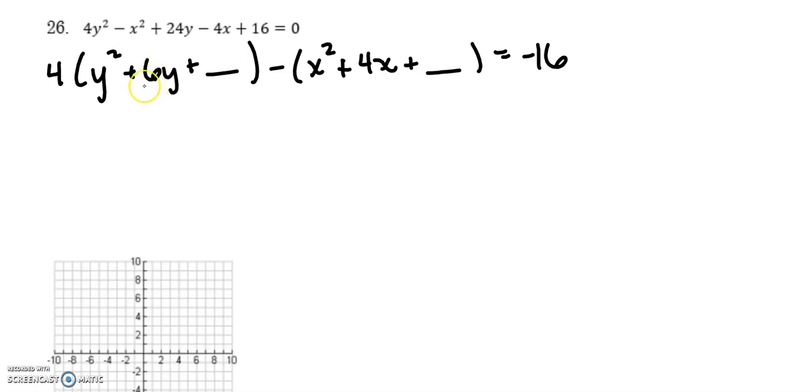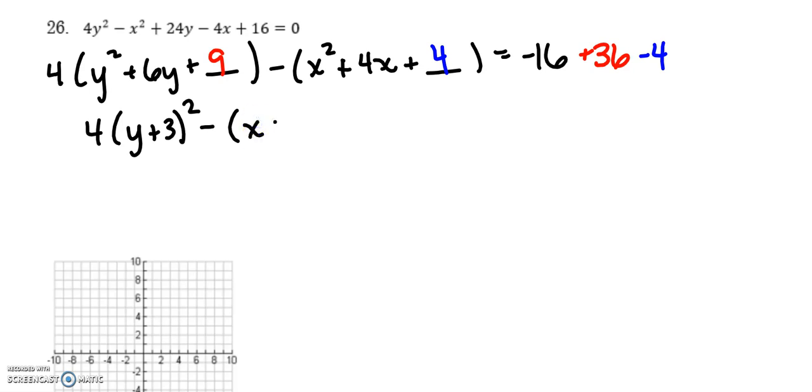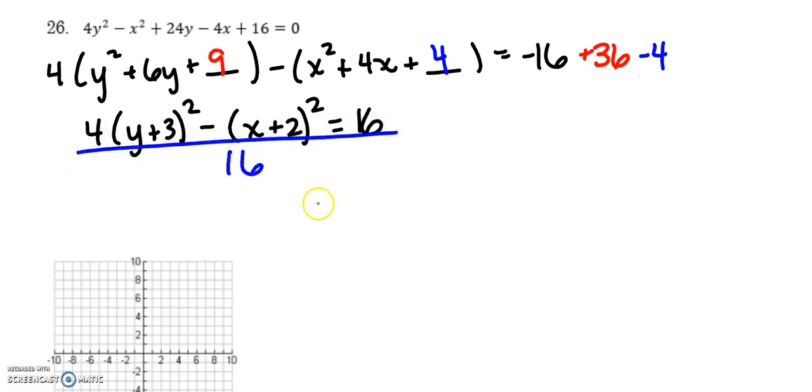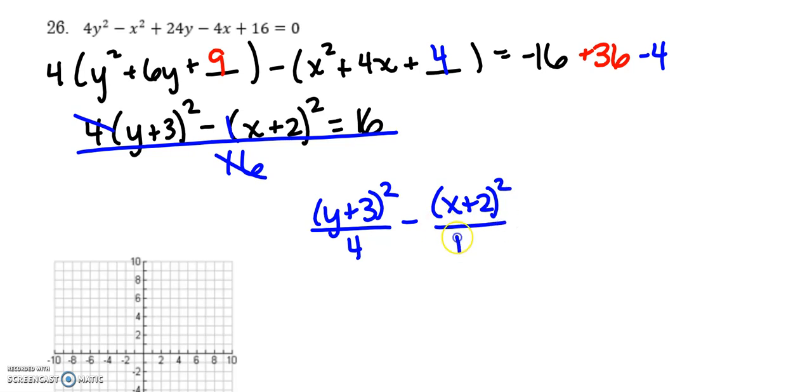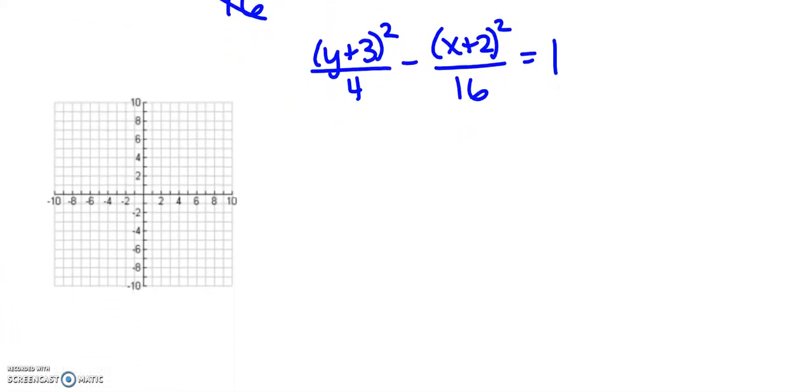So completing the square here, half of 6 is 3, square it is 9, but I really added 36. And half of 4 is 2, square it is 4, but I really subtracted 4. So on this one, I'm going to get 4 times y plus 3 squared, and on this one, I'm going to get minus x plus 2 squared equals negative 16 minus 4 is negative 20, plus 36 is going to be 16. So I want to divide everything through by that 16, so that I'm equal to 1. So ultimately I'm going to have y plus 3 squared over 4, minus x plus 2 squared over 16, will all be equal to 1. So there's my equation in standard form.